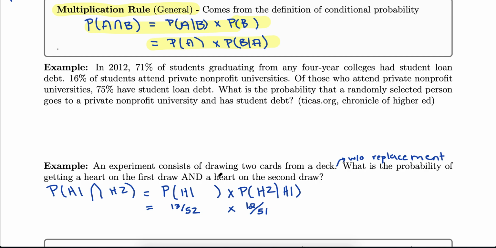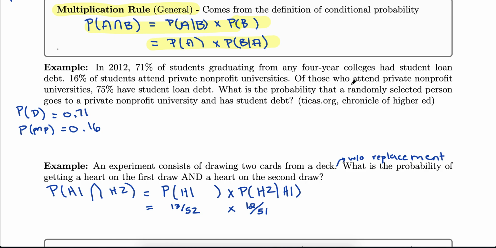All right, let's try another one. This is going to look familiar. We know that 71% had student loan debt, so let's write all our information down. Probability of debt is 0.71. 16% attend private nonprofit. So we'll say probability private nonprofit is 0.16.